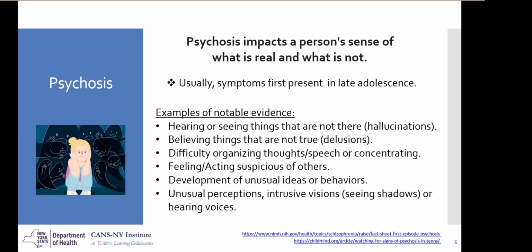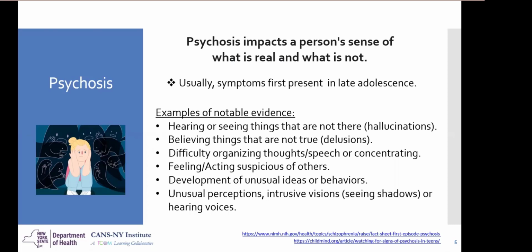And as you can see on the screen, there are other examples of how someone can be described as struggling with psychosis symptoms. That can be difficulty organizing thoughts or speech, the lack of concentration, suspicion of others, the development of unusual ideas or behaviors, perceptions, having intrusive visions, seeing shadows or hearing voices, and change in personality. Those are some examples, not all examples, of notable evidence when we are rating psychosis. Now, there is a great resource to know more about what psychosis looks like and to get other symptoms in regards to this particular item, and that's the National Institute of Health.